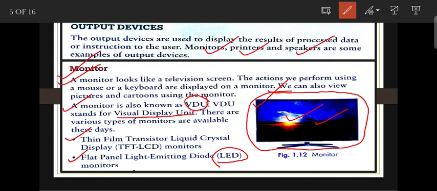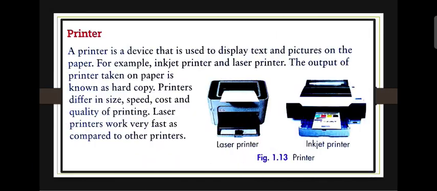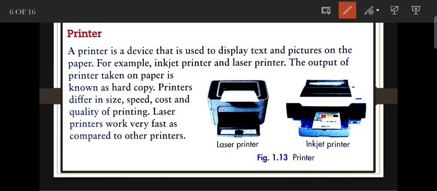Next is the printer. This is the image of a printer. This is the laser printer and this is the inkjet printer. A printer is a device that is used to display text and pictures on paper.